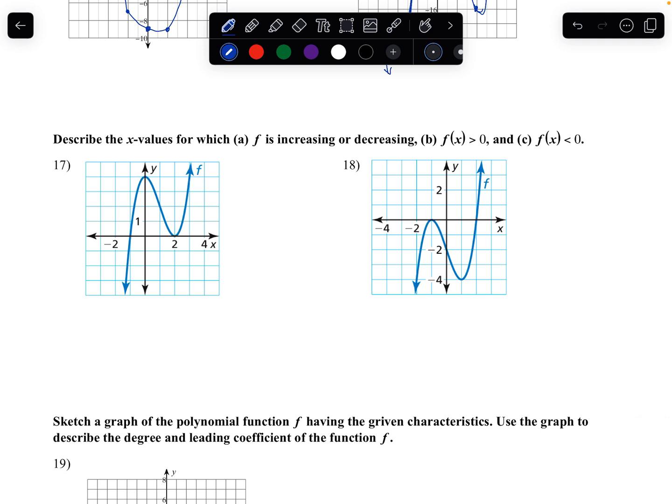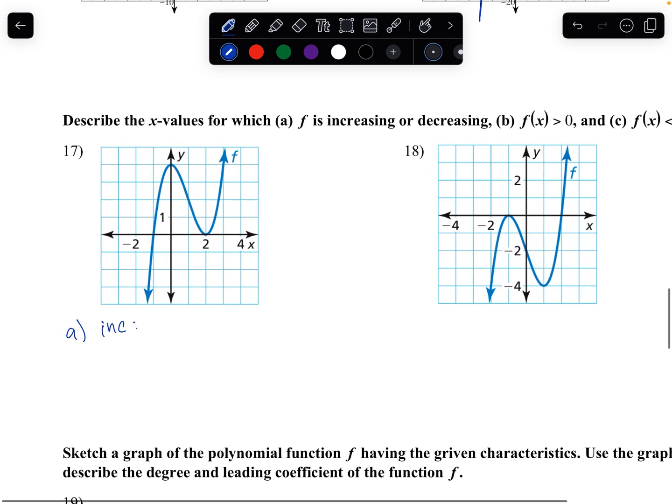Describe the x values for which f is increasing or decreasing, and b, when f of x is greater than 0 or f of x is less than 0. So let's start with a. So where are we increasing? Let me highlight where we're increasing. We're increasing right here up until that point, and then we're increasing right here. So we are increasing when x is less than 0, and we're increasing when x is greater than 2.